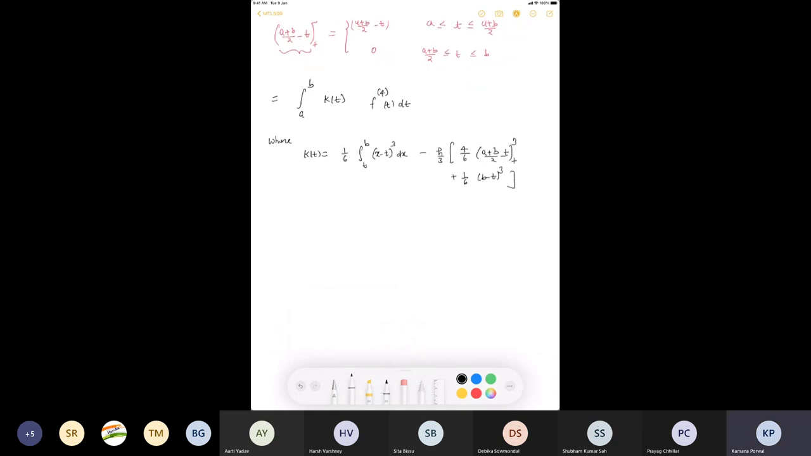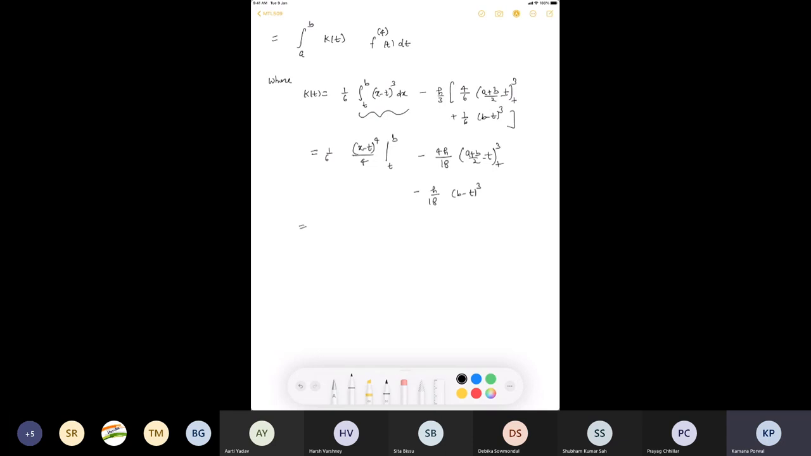Here this term we can simplify by simply integrating it. This is going to be x minus t raised to power 4 divided by 4, and the limits are t to b. And here I'm going to take out the factor, so let's multiply h by 3 inside. We will have 4h by 18 a plus b by 2 minus t cube, the positive part of this function, minus h divided by 18 b minus t whole cube.